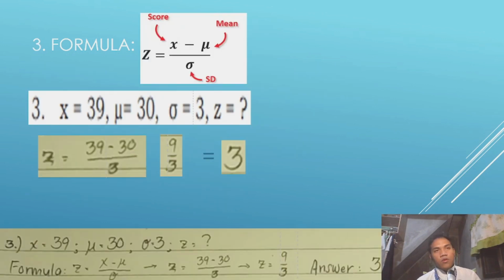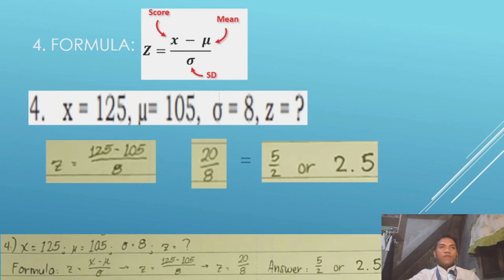Sa number 3 naman po, meron po tayong given na random variable of 39 with the mean of 30 at ang standard deviation of 3. Ngayon, ang hanap po ay ang z-score. Babalik po tayo sa formula sa 1, the z-score formula, na ima-minus ang 39, which is yung random variable, sa mean na given na 30. Now, ang sagot magiging 9. Then, kung i-divide po natin siya sa standard deviation, which is 3, makakakuha po tayo ng 9 over 3, which in simplified form ay 3 over 1, or 3.